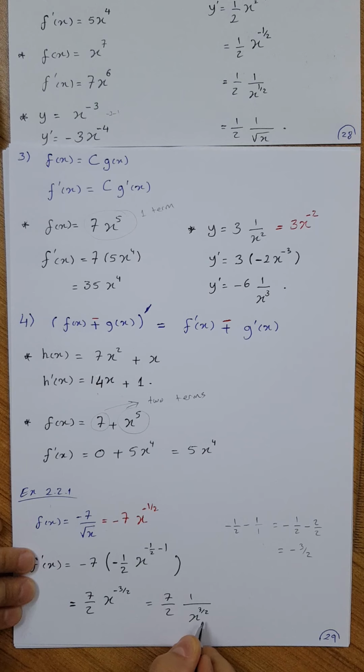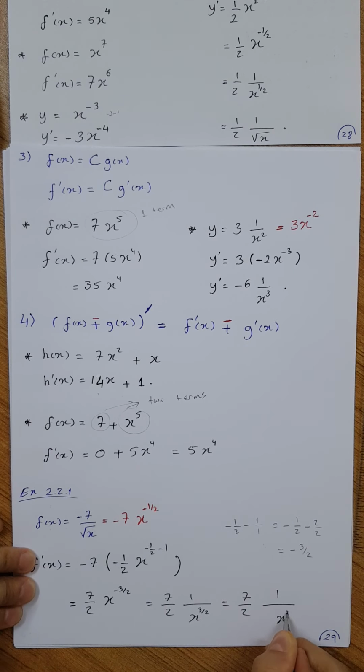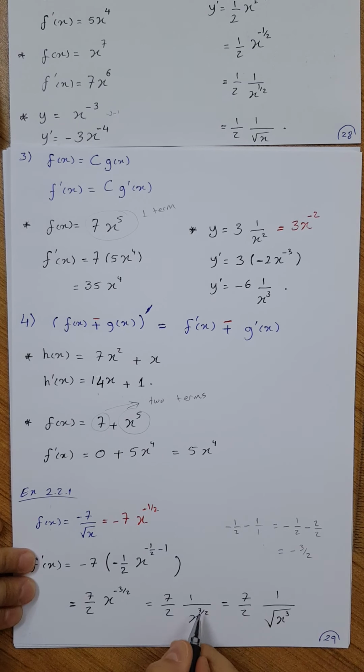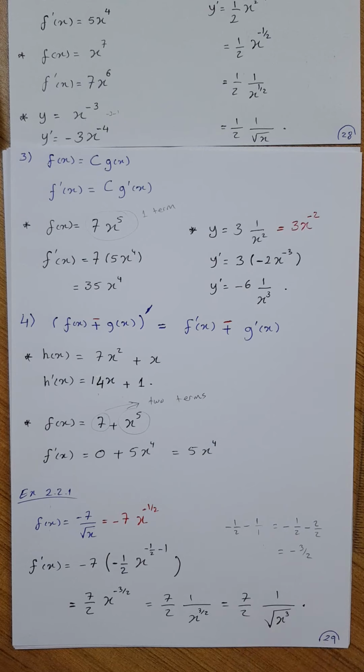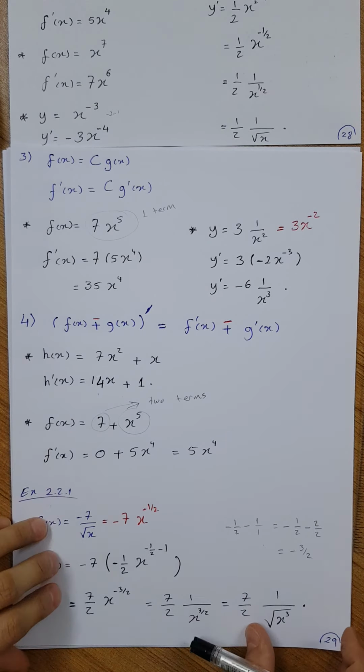Why did I do it like that? Because that negative turns it down. Okay, so that one is 7 over 2 multiplied by 1 over the square root of x to the power of 3. You know, this one represents the power and that one represents the root. So that is the derivative of that example given to us.